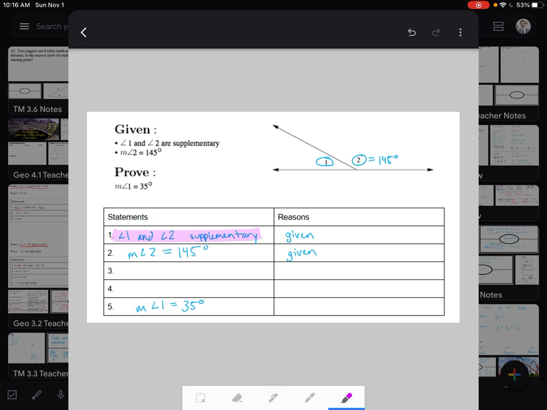Let's take a look at our first given statement. Angles 1 and 2 are supplementary. From the definition of supplementary, we know that means they total 180 degrees. So that is a new piece of information: while we are told they are supplementary, we know that if we combine them, the measure of both of them is going to equal 180 degrees. So we'll write that down as the definition of supplementary.